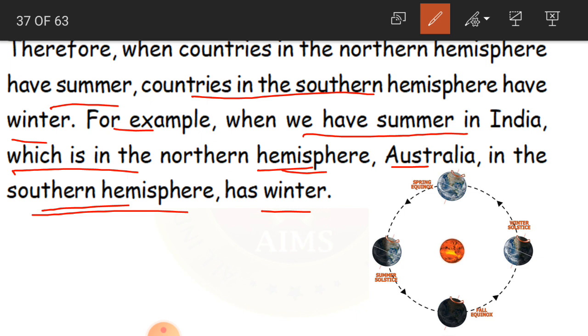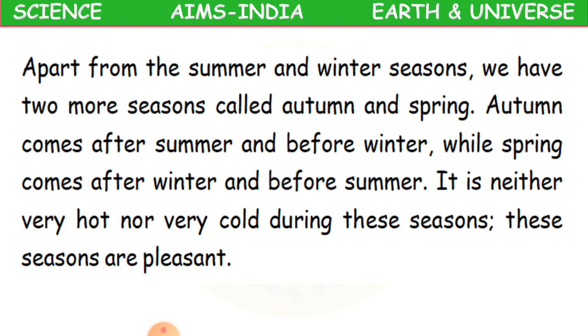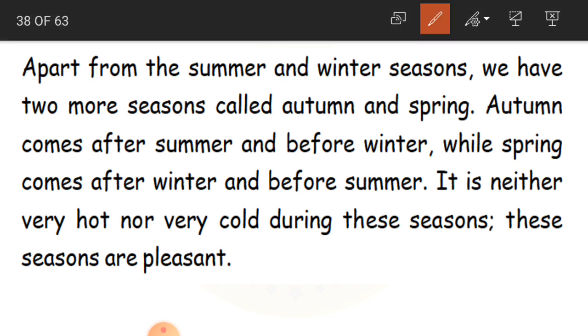Okay children, see here. This is summer and this is winter, when we are here in the northern hemisphere. This is India and this is Australia in the southern hemisphere. Now, apart from summer and winter, we also have two more seasons which we call autumn and spring. So apart from these two main seasons, summer and winter, we also have autumn and spring.